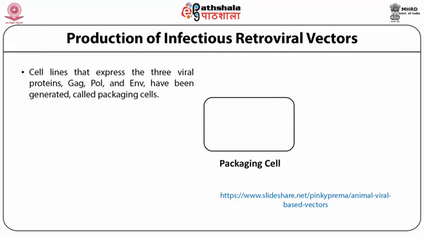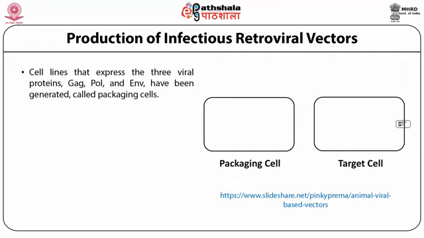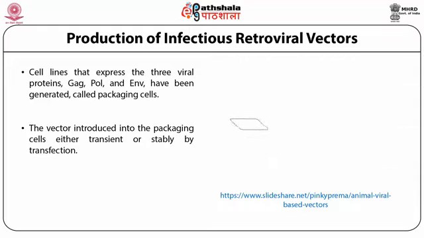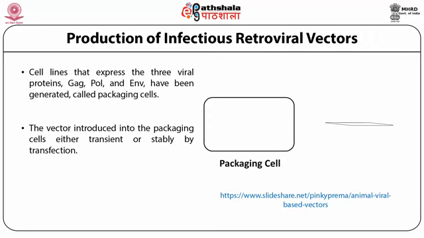The cell lines that express the three viral proteins GAG, POL, ENV have been generated, called packaging cells, as shown in the picture. The vector is introduced into the packaging cells, either transiently or stably, by transfection. So through transfection we can obtain the infectious viral vector in the laboratory for further applications.